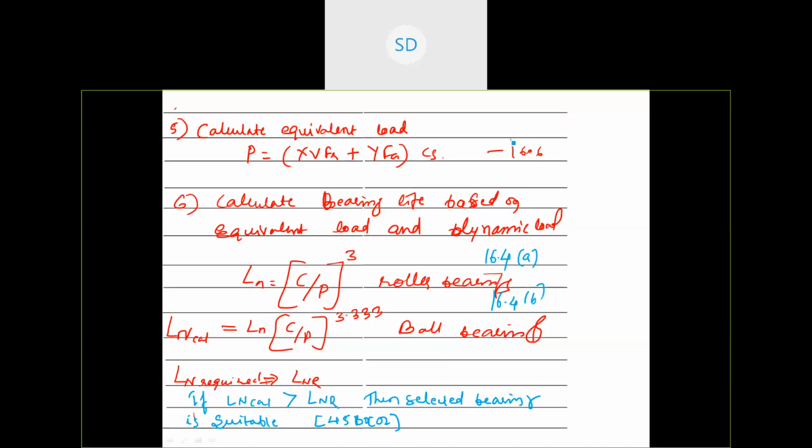Now this equation is available in two cases, for roller bearings as well as ball bearings. Okay. Equation number 16.6. Now C_a is what? It is a service factor. V is rotation factor. F_r is radial load.